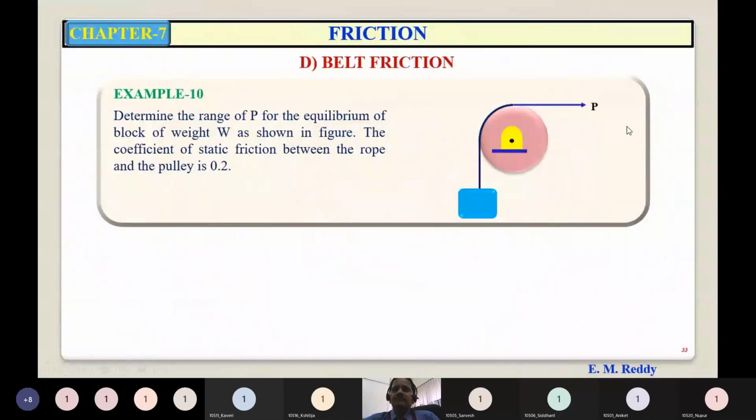Note down this example. Determine the range of P for the equilibrium of block of weight W as shown in figure. The coefficient of static friction between the rope and the pulley is 0.2. Range of values of P for equilibrium of the block means minimum to maximum values.